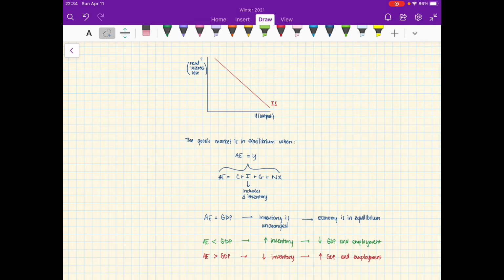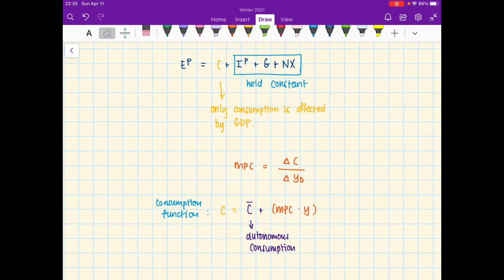Investment in this model can be planned or unplanned, and actual investment is equal to planned investment only when there is no unplanned change in inventory. So the goods market is in equilibrium only when inventories are unchanged, and changes in inventory cause changes in GDP and employment. When analyzing planned expenditure, there is an assumption being made that all factors except consumption are held constant, so consumption is measured relative to GDP.